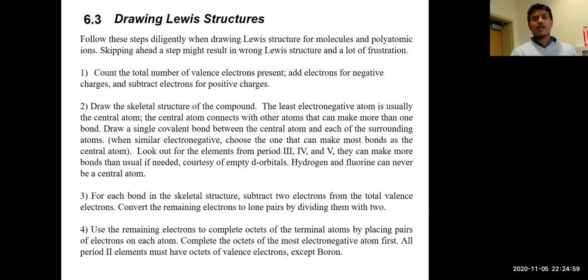So there are a total of 9 rules that cover all possible variations, or I should say only 8 rules. Rule 9 is kind of a caution. The first rule is that you need to count the total number of valence electrons present, all those valence electrons together for a given molecule. And if you were given a charged element, you need to add an electron for a negative charge or subtract an electron for a positive charge.